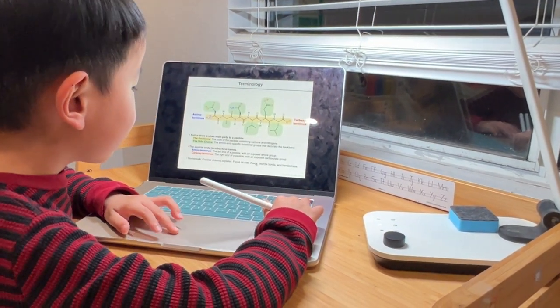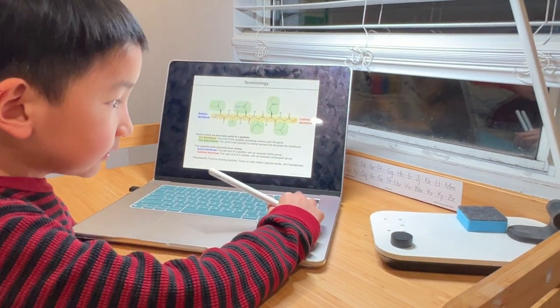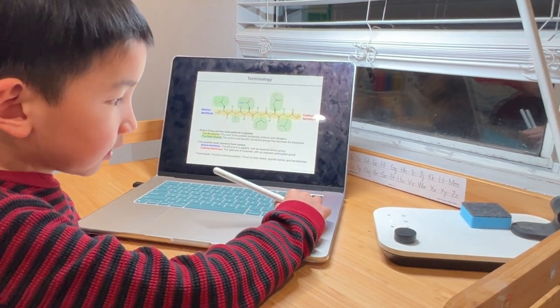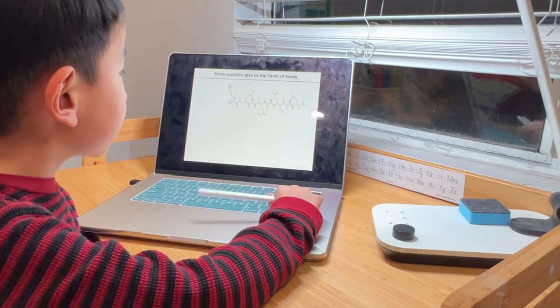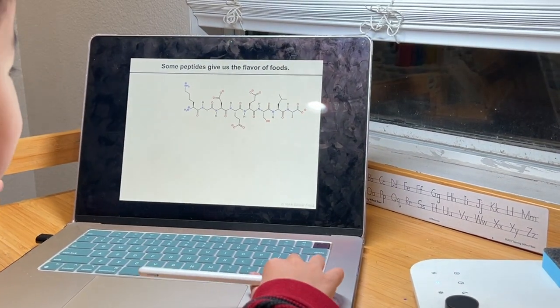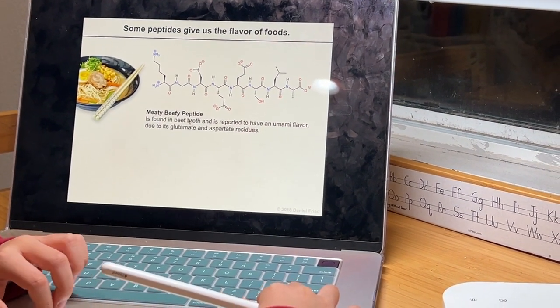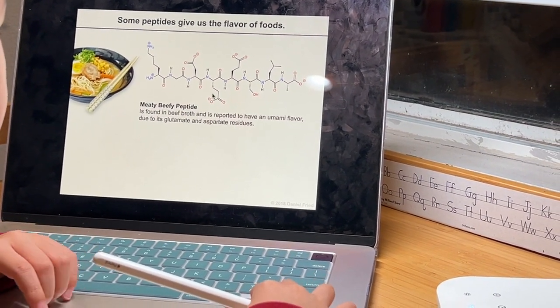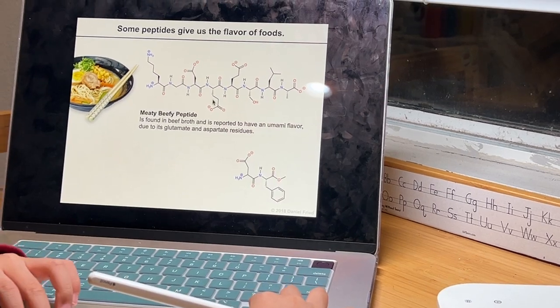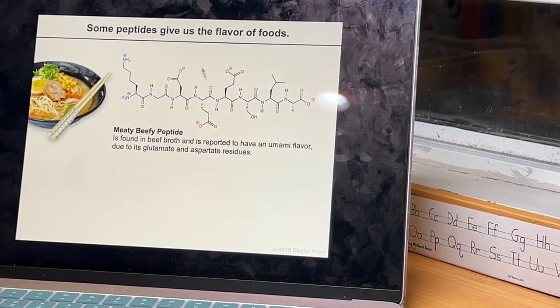For peptides, focus on peptide bonds and handedness, especially the handedness in the side chains. They're very important. Peptide bonds link the amino acids. Some peptides convey flavor. Isn't that interesting? Like the beefy peptide found in beef, where the umami flavor is due to glutamate and aspartate. You can see there's some glutamate and aspartate, three of them.